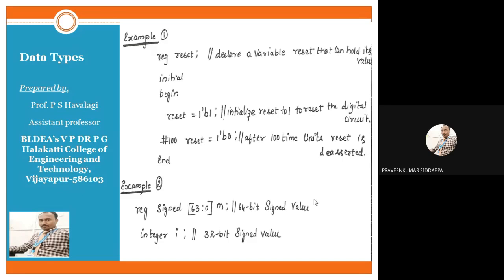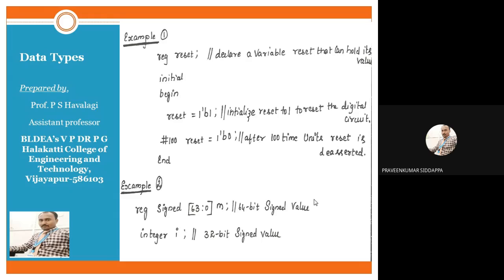After that, we used #100. That hash indicates delay. In the first expression we have not written a hash, so by default that expression is executed with zero time units. With zero time units we execute reset equals 1'b1. After 100 time units, your second expression is executed, that is reset equals 1'b0. That is what we have written there. After 100 time units, reset is deasserted. So that should be the first example.